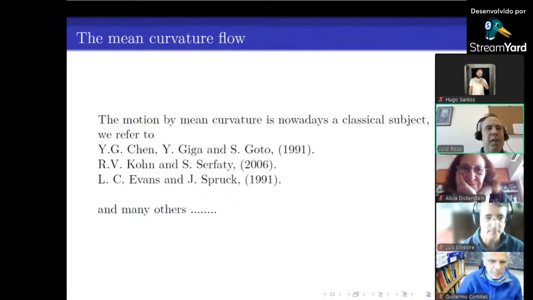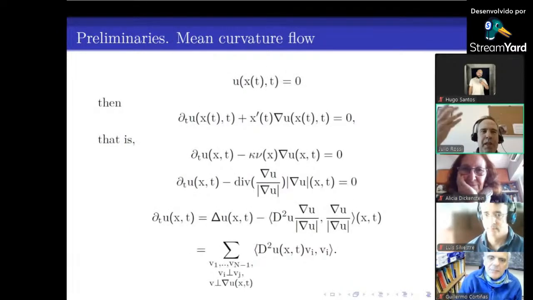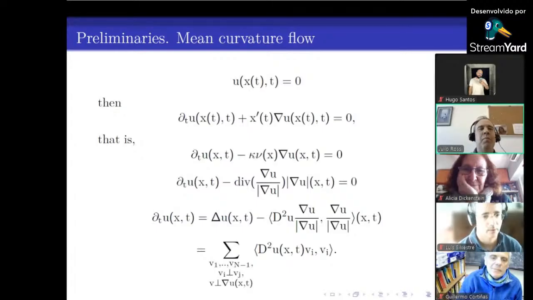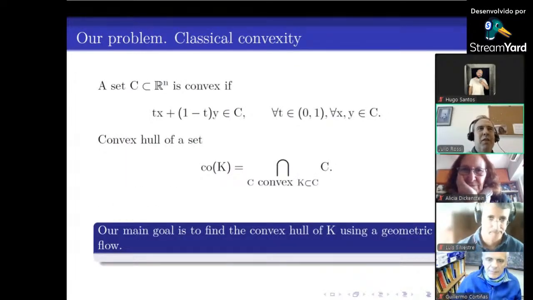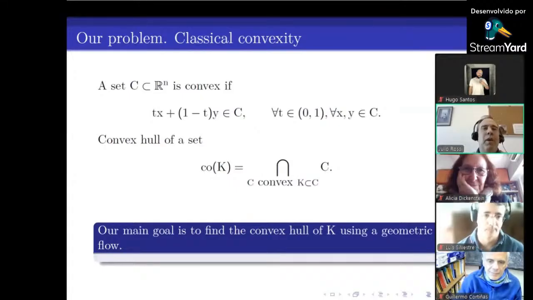Okay, that was the movement by mean curvature of a surface or a hypersurface in Rn. And that is the equation that appears when you look at this movement using level sets. Now let us go to our problem, to our setting. First, I want to say something about convexity.